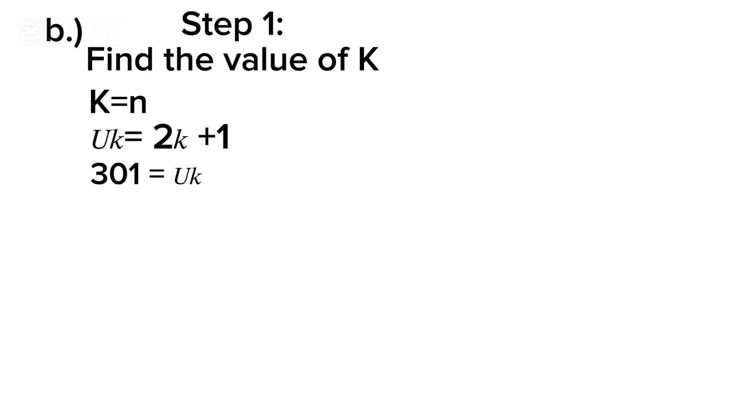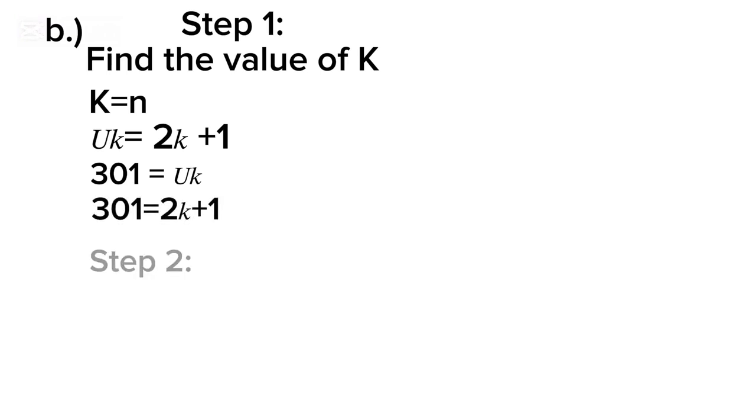Part B. The question asks us to find the value of k, where we can just think of k as n. So our formula now becomes u_k equals 2k plus 1. He counts 301 squares. From the question, we know that 301 equals u_k. Hence, we can substitute 301 into u_k.